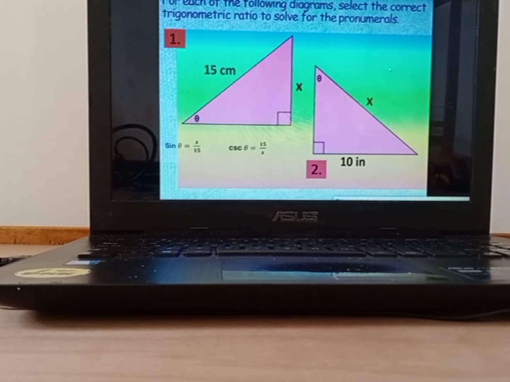So we have opposite over hypotenuse. So what is the value of our opposite? We have 10, and the value of our hypotenuse is x. So therefore, the value of our sine theta is equal to 10 over x. And the value of our cosecant theta, the inverse of our sine, is x over 10. Okay, take note, class. For sine, just get the inverse in order to get our cosecant.